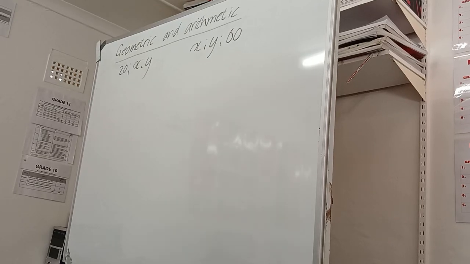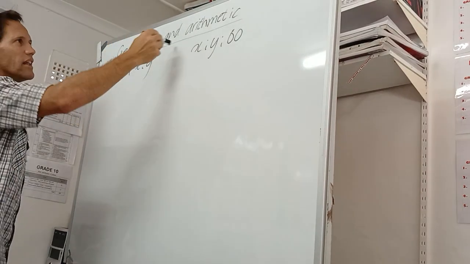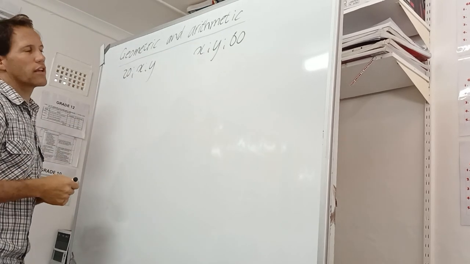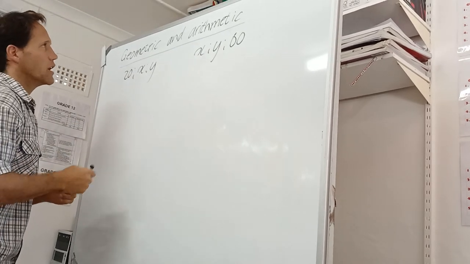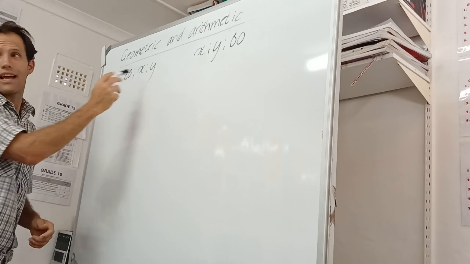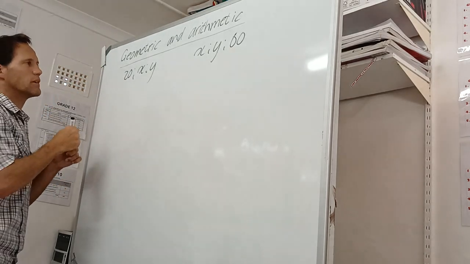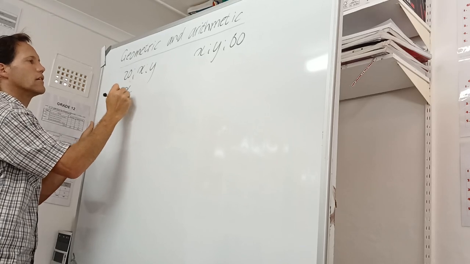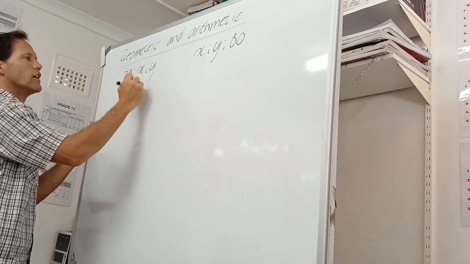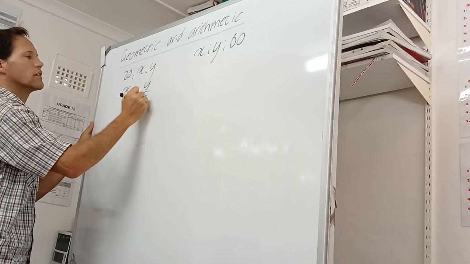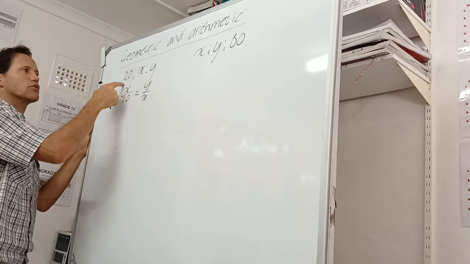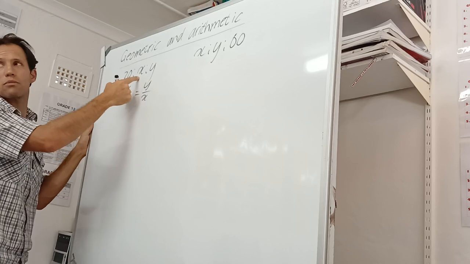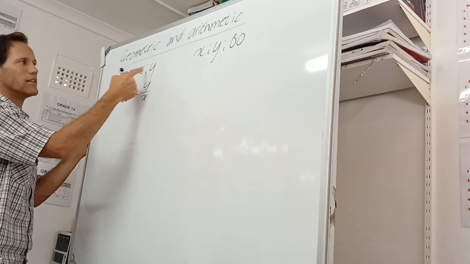Okay, so if we look at geometric and arithmetic in one thing basically. We know for geometric, you want the ratio. The ratio must be constant. So x divided by 20 must be equal to y divided by x. The ratio between this one and this one must be the same as the ratio between this one and this one when it's geometric.